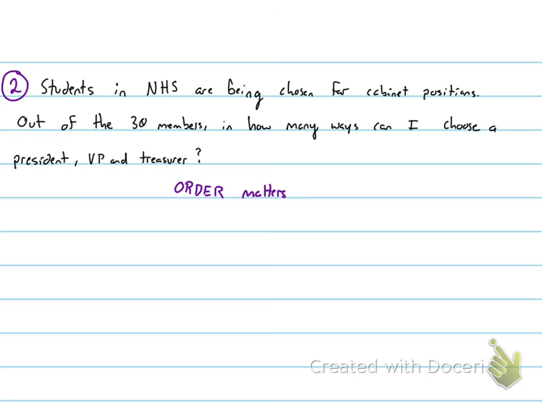So I'm going to use a permutation. Again, this is an easy thing to do in your calculator. We're going to do 30 P 3. So out of 30, I'm going to pick 3. And there are 24,360 different options that I could do here. And that's it.